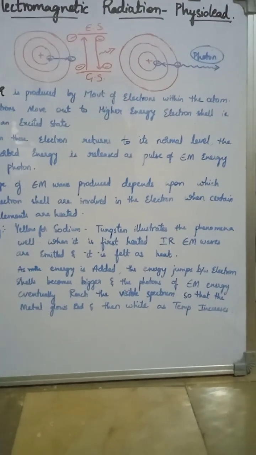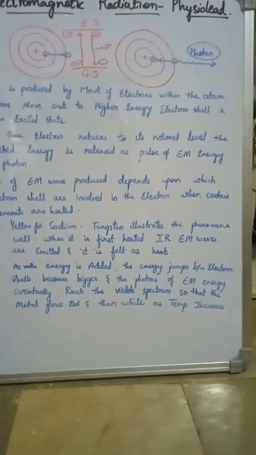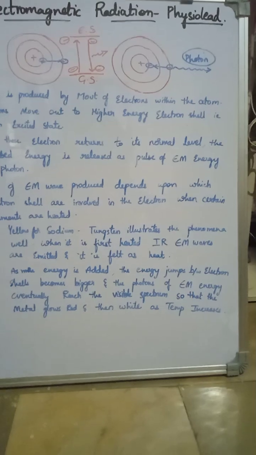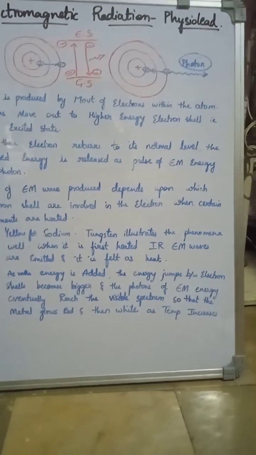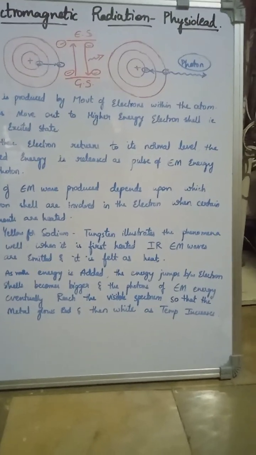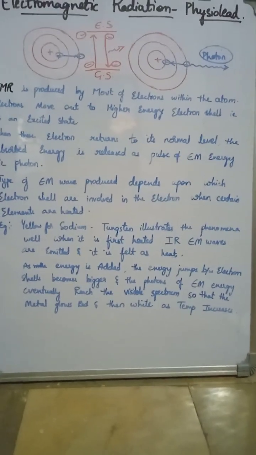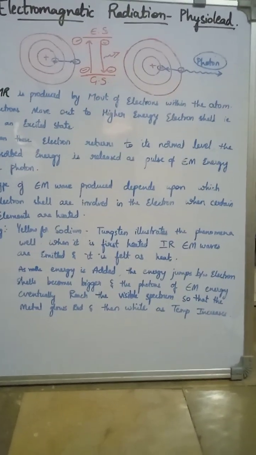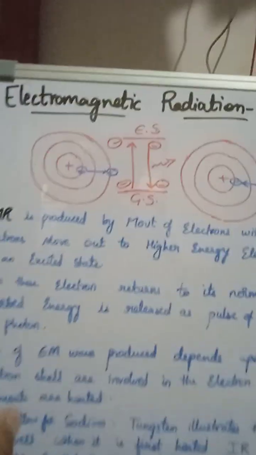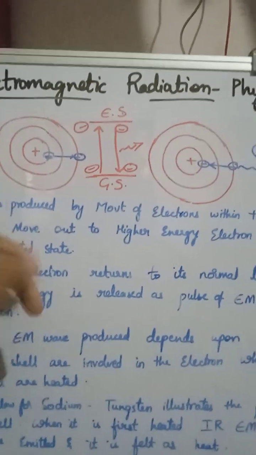What is EMR? Electromagnetic radiation is a form of energy that travels in the form of waves through oscillating electrical and magnetic fields. There will be an electrical field as well as a magnetic field. The waves travel. So how is electromagnetic radiation produced?